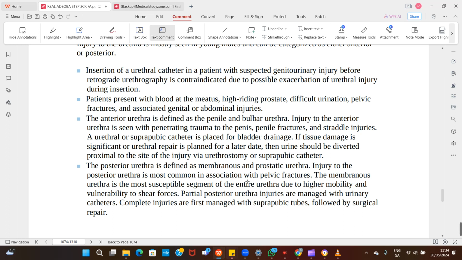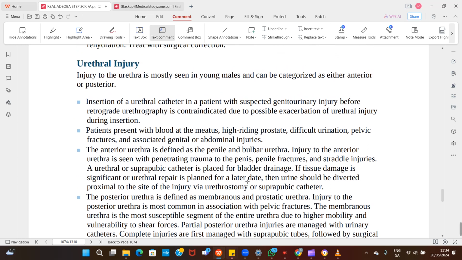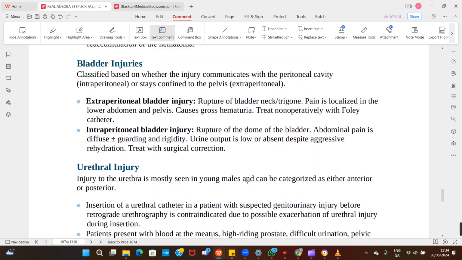And sometimes you might need a period of long diversion, particularly if the extent of injury is very significant, or you are planning the repair for a later time. So you have to do a diversion for a longer time, maybe you make a ureterostomy proximal to the site of injury, and you divert the urine for a while before you do your surgical repair if there's a need, right? So that's the way it works.